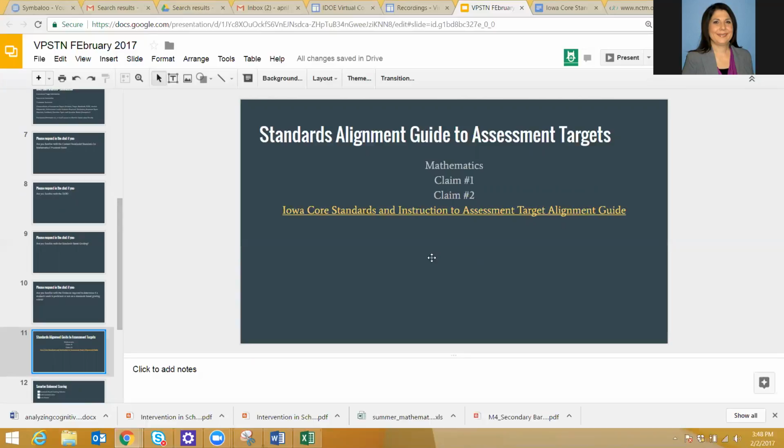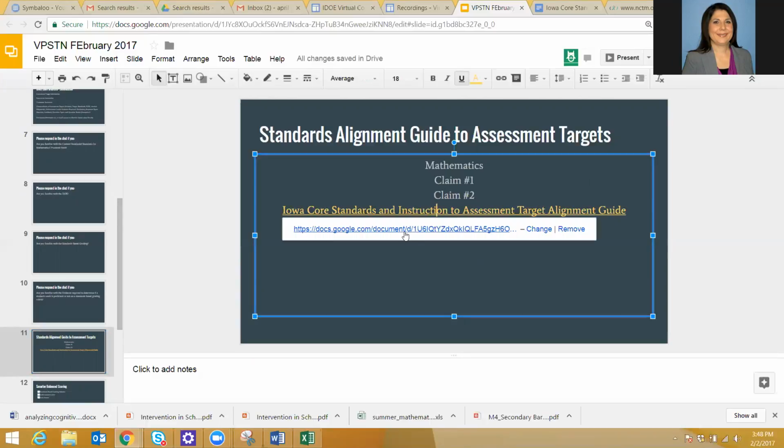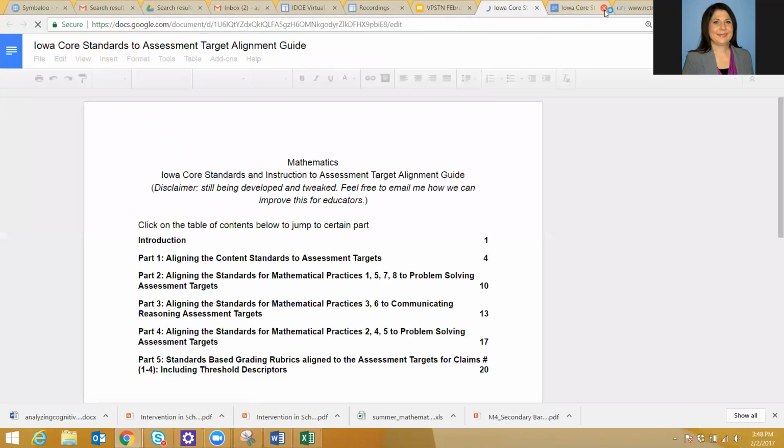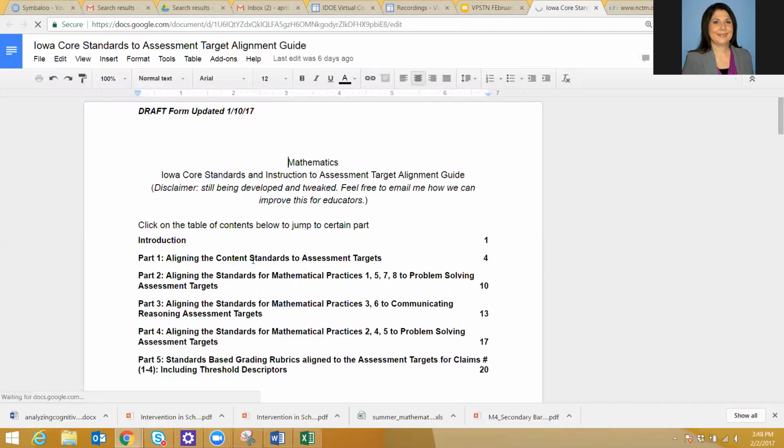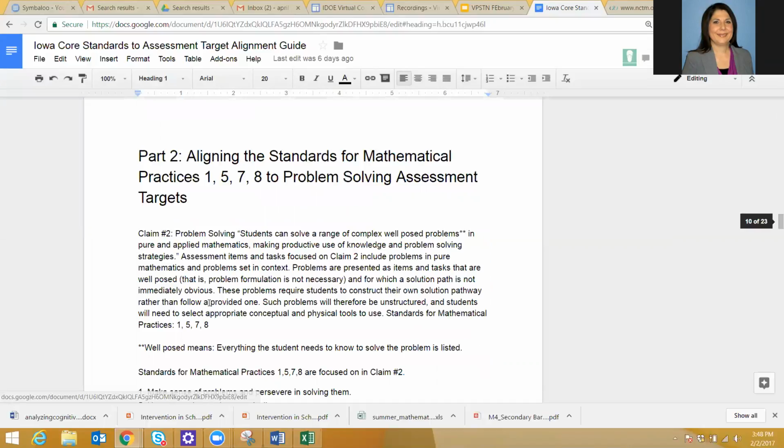A tool that we have under development that we're going to talk about tonight is the Iowa Core Standards and Instruction to Assessment Target Alignment Guide. If we open that up, you'll notice that part 1 is about the content standards, which we covered in our December webinar. If you've not watched the December webinar, you might want to go back and watch that. Tonight we're going to jump right into part 2, which is around the mathematical practices for problem solving. This is a little table of contents, so I can navigate down to that part of the document.